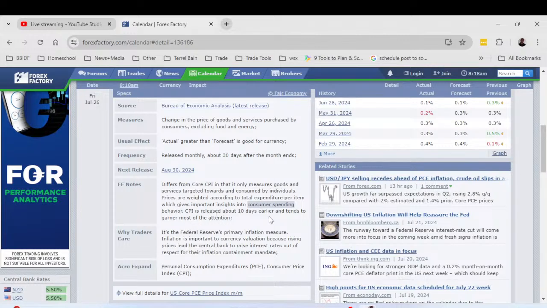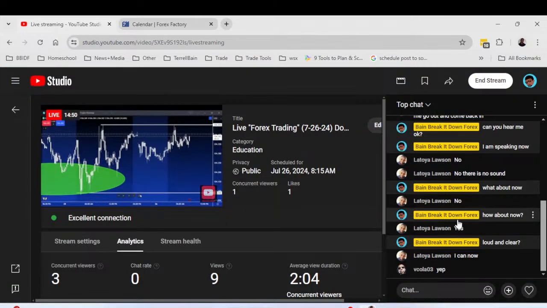CPI is released every 10 days earlier. It's the Federal Reserve's primary inflation measure. So again, their primary inflation measure. Inflation is important to currency valuation because rising prices lead to central banks raising interest rates out of respect for their inflation containment mandate. All right, and guess what? They haven't been raising interest rates, so it hasn't really been battling inflation like that.